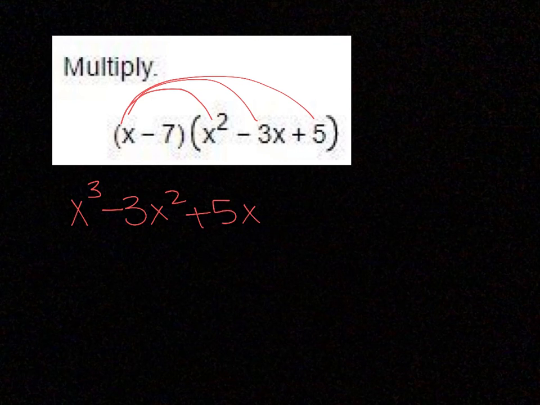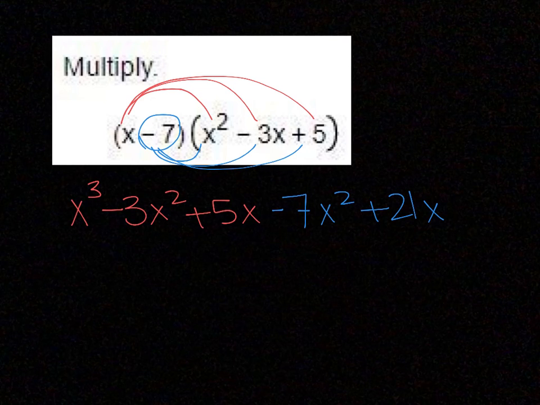Now when we do the second term, make sure you take that negative with you. -7 times x squared is -7x squared. -7 times -3x is positive 21x, and -7 times 5 is -35.